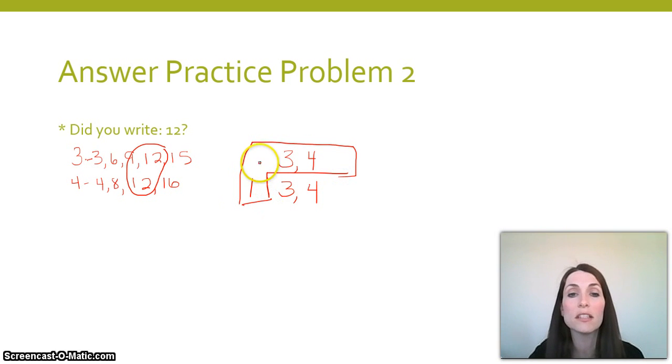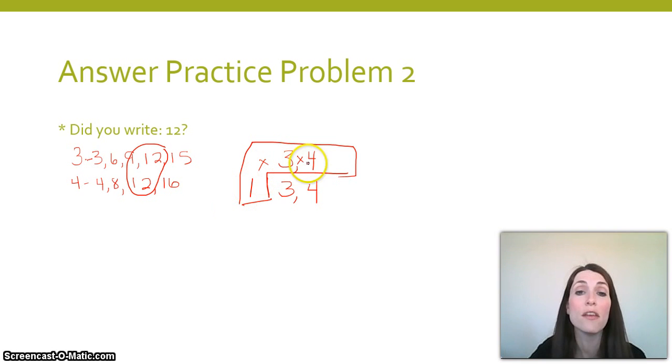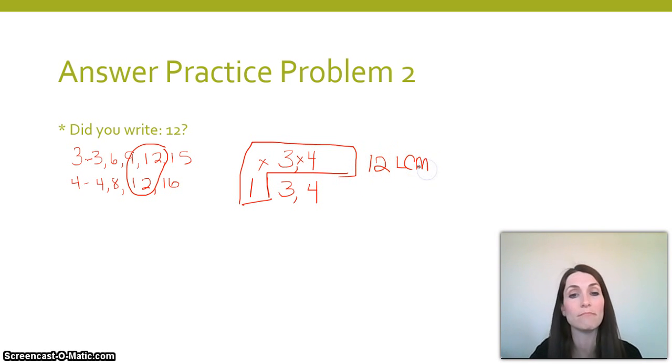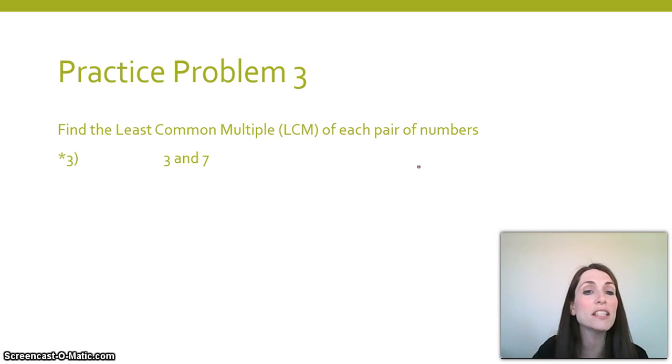Draw my L for least common multiple, and then I multiply together those numbers. 1 times 3 is 3. 3 times 4 is 12. 12 is the LCM. Good job. Right, practice problem number 3.